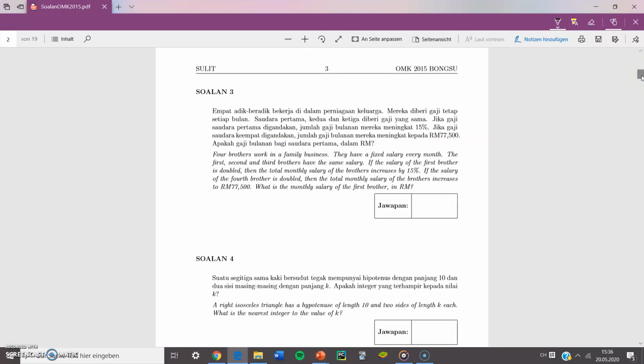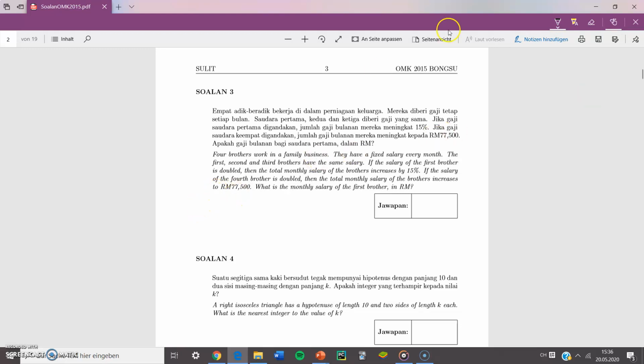Okay, then here we have our third question. Wow, it's a long one. Four brothers working in a family business have a fixed salary each month. The first, second, and third brothers have the same salary. If the salary of the first brother is doubled, then the total monthly salary of the brothers increases by 15%. If the salary of the fourth brother is doubled, then the total monthly salary of the brothers increases to 77,500 ringgit. What is the monthly salary of the first brother in ringgit Malaysia?